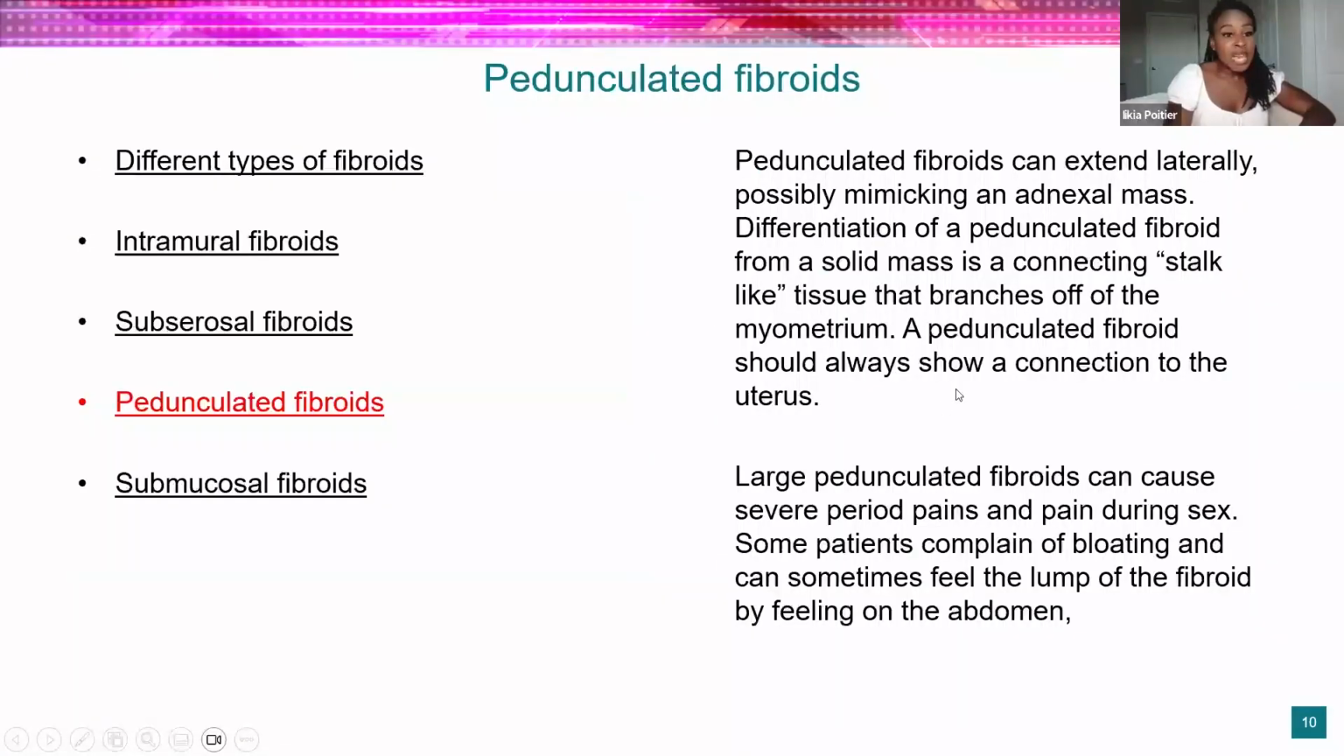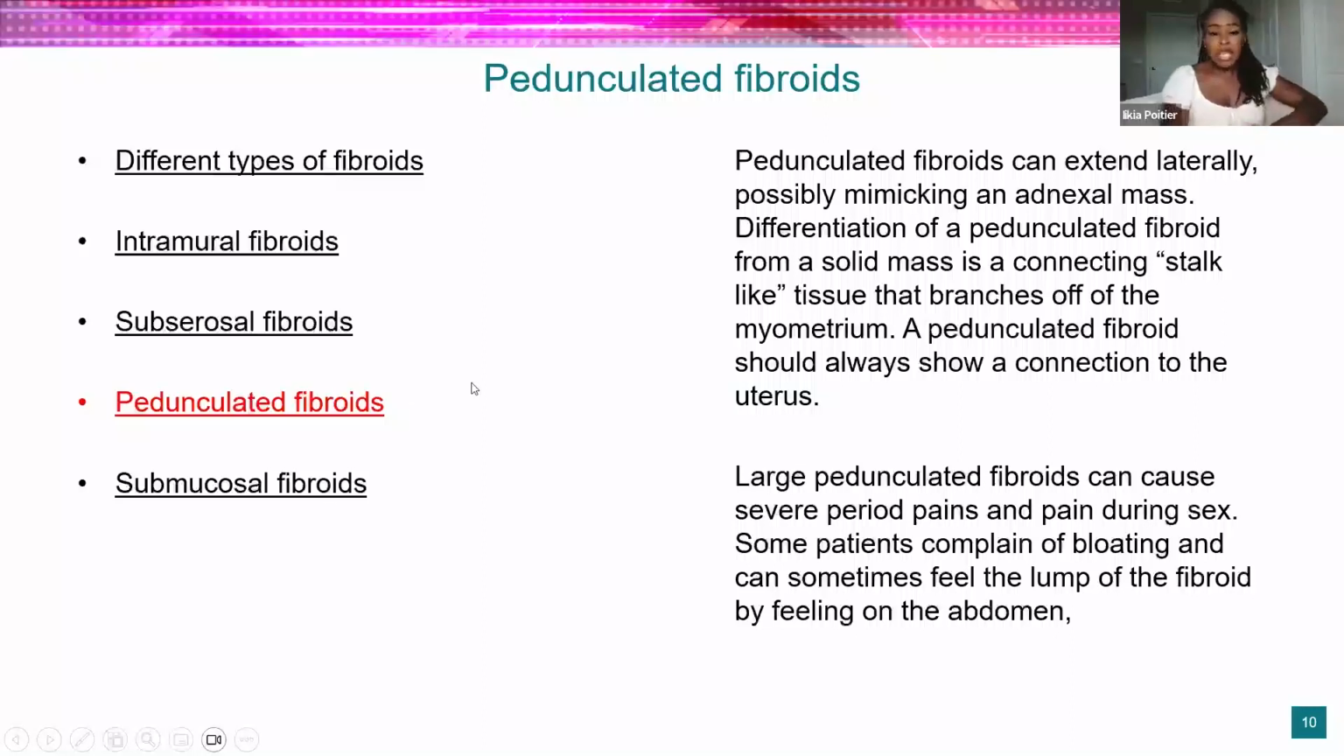All right, so next we have pedunculated fibroids. Pedunculated fibroids can extend laterally, possibly mimicking an adnexal mass. Differentiation of a pedunculated fibroid from a solid mass is a connecting stalk-like tissue that branches off of the myometrium. A pedunculated fibroid should always show a connection to the uterus. Large pedunculated fibroids can cause severe period pains, painful sex. Some patients complain of bloating and can sometimes feel the lump of the fibroid by feeling on their abdomen.